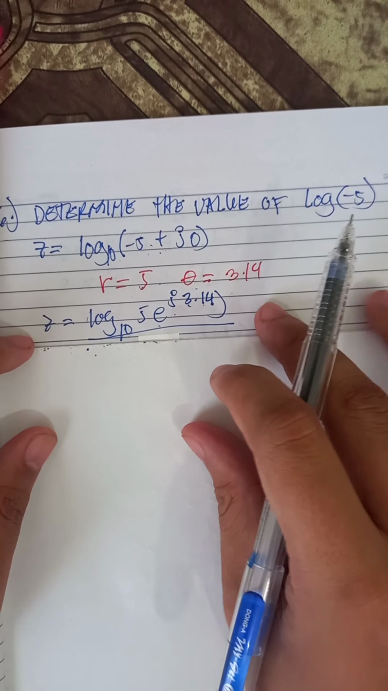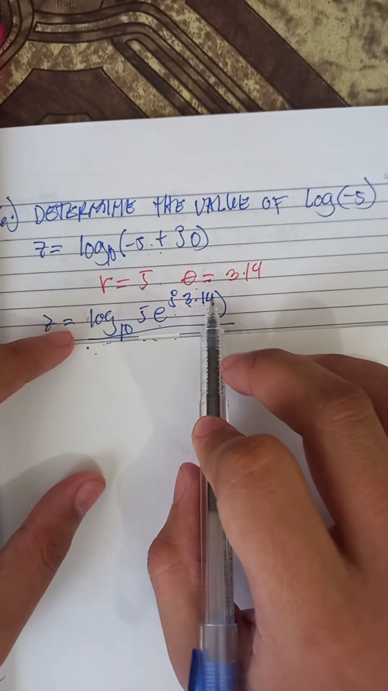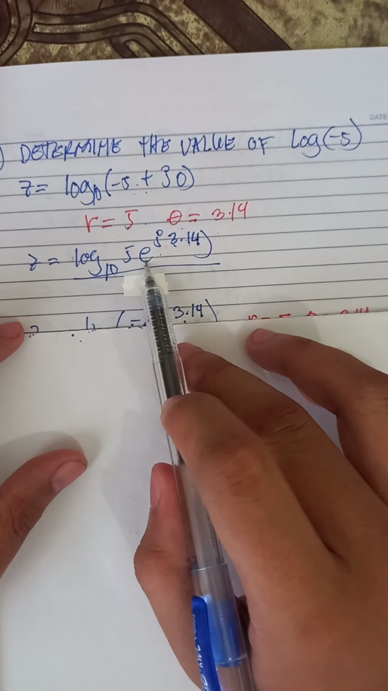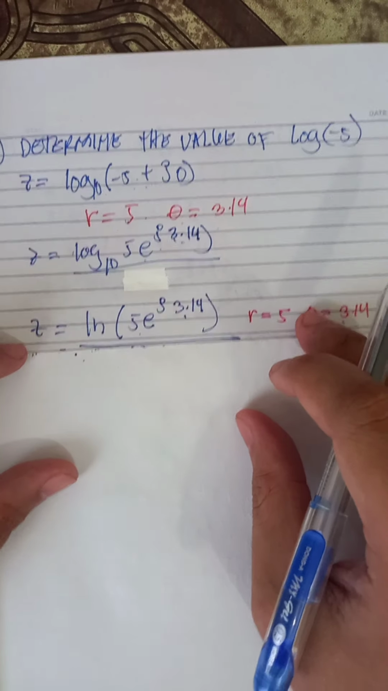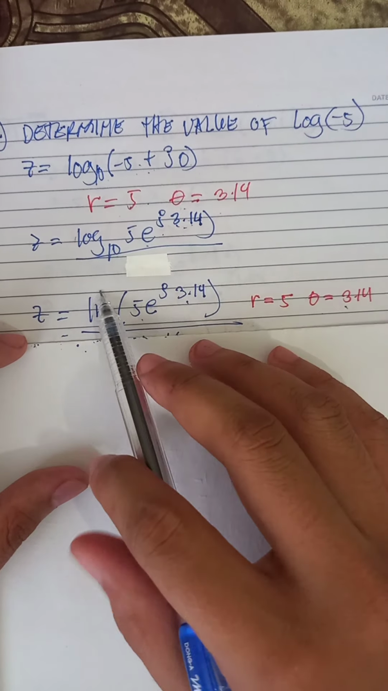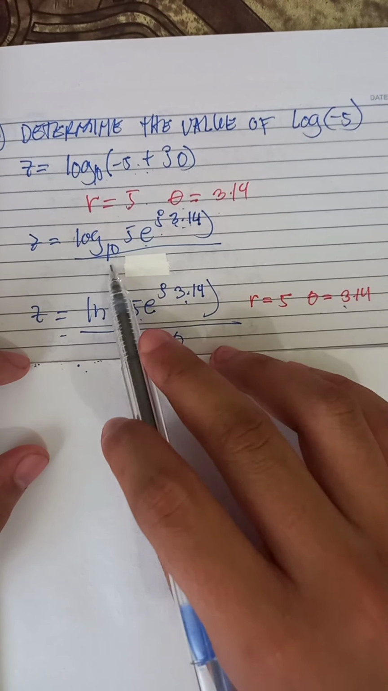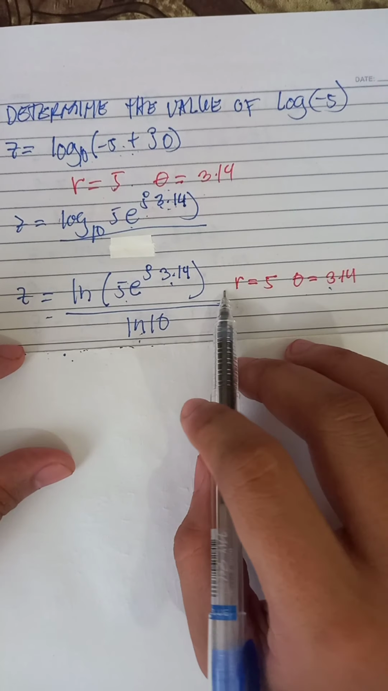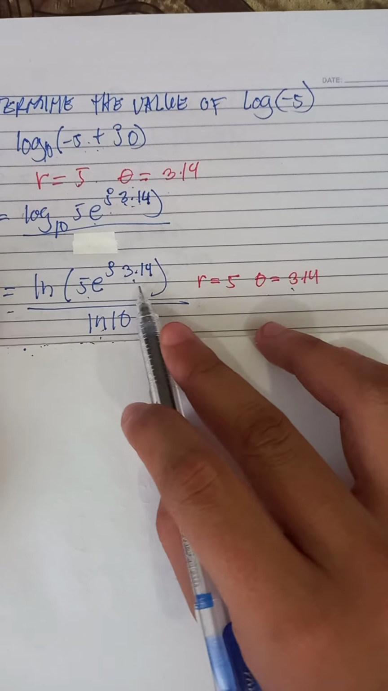So the next step is we have to make this an exponential form. So 5 e raised to j3.14. So the next step is we have to perform the rule of a logarithm. And then the base will come to ln 10 in the denominator. So the value of r here is 5 and the value of the angle is 3.14.